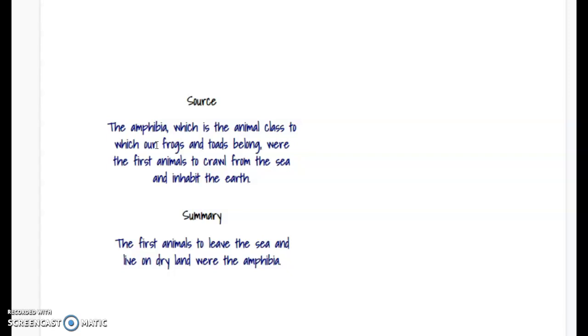So our summary reads, the first animals to leave the sea and live on dry land were the amphibia.